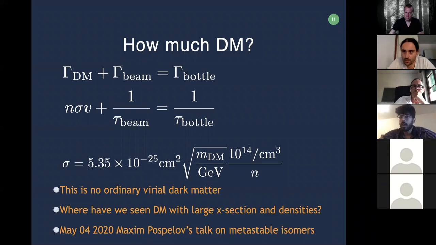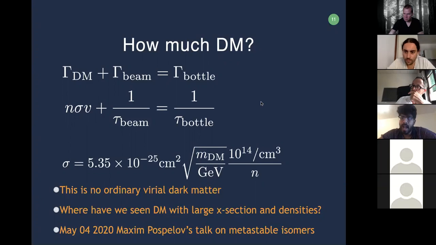Okay, I'm going to continue. So cross sections of 10 to the minus 25 centimeter squared and number densities of around 10 to the 14 per centimeter cubed. So obviously this is no ordinary virial dark matter. We are not used to number densities like this or cross sections like this when we talk about dark matter densities. But have we seen large cross sections and densities before?